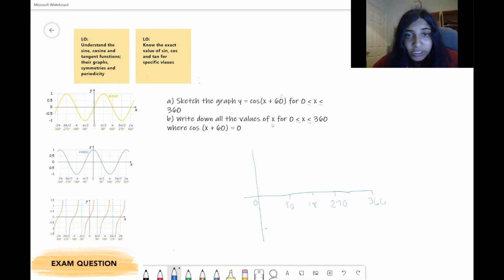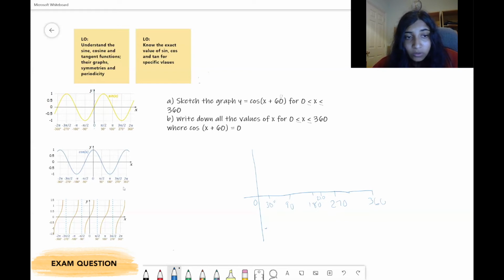And we just want to shift the graph 60 degrees leftwards. So let's first do it for all the points where it would have crossed the x-axis and shift this leftward 60 degrees. So for 90, it would normally cross at 90, so we want to shift that 60 degrees leftward, so it would now cross at 30 degrees. And then it would also cross at 270, and we just want to shift that 60 degrees, so it would now cross at 210.